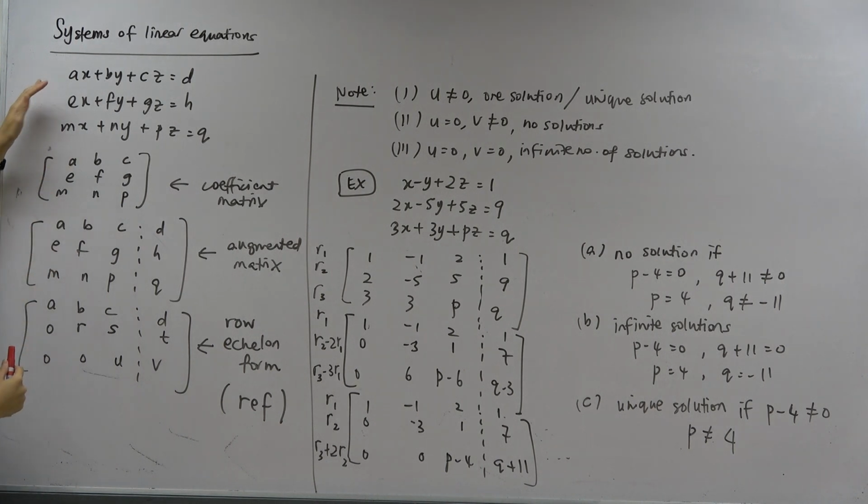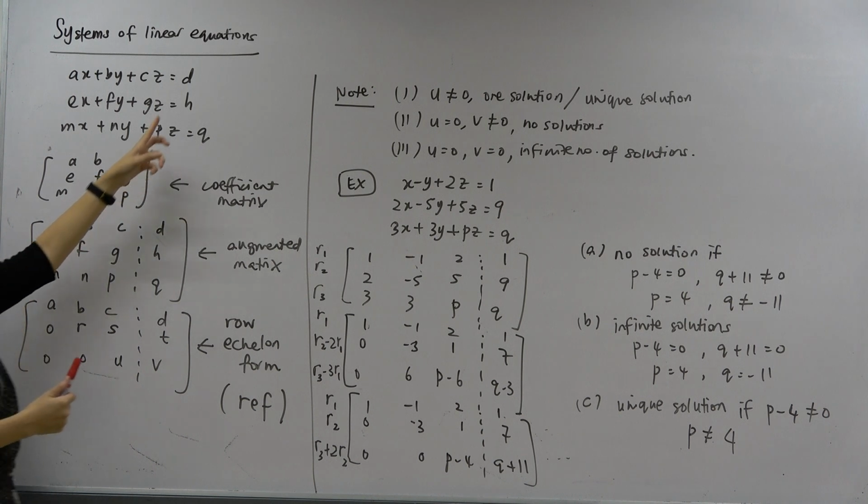Okay, so we have the system of linear equations ax plus by plus cz equals d, ex plus fy plus gz equals h, and mx plus ny plus pz equals q, right? If you gather all the coefficients, like a, b, c, e, f, g, m, n, and p, you call this the coefficient matrix.